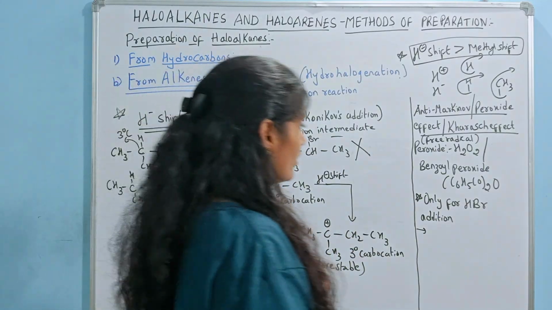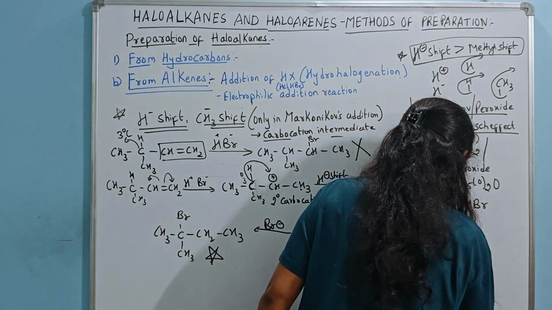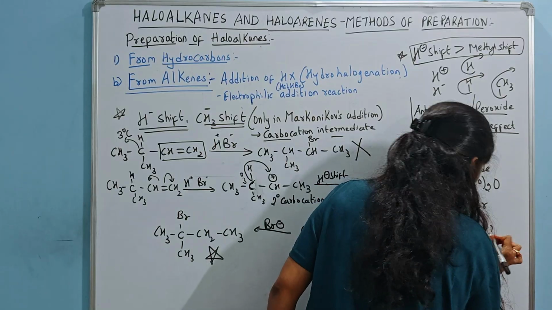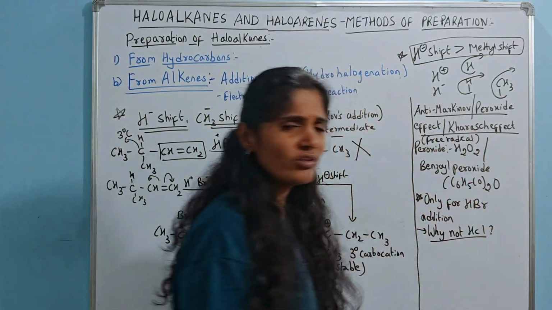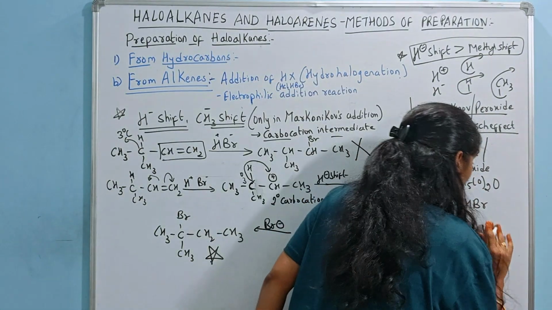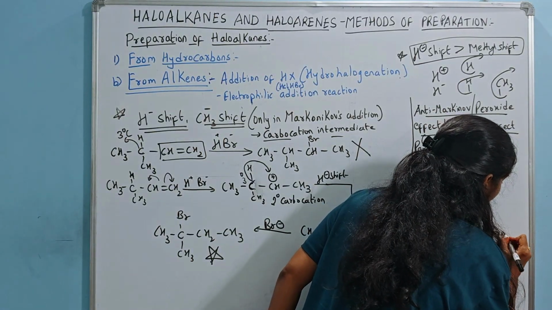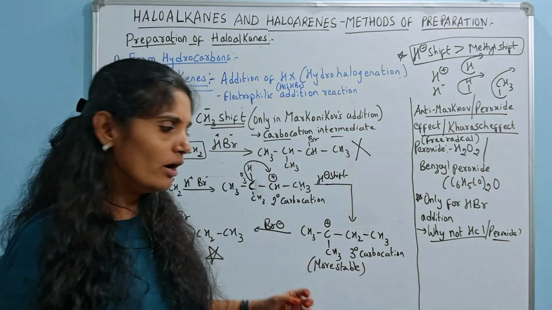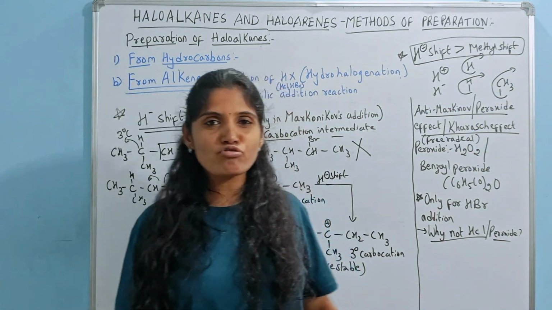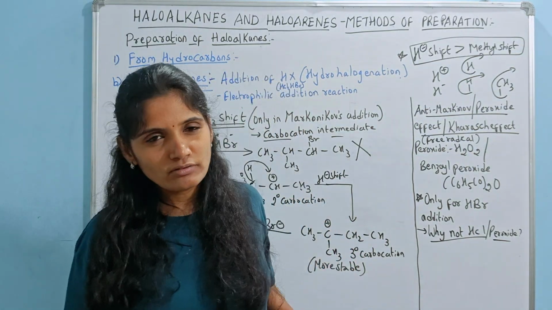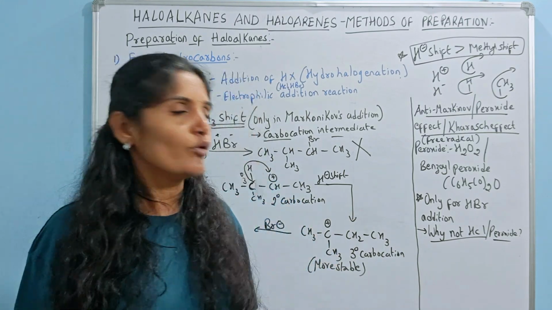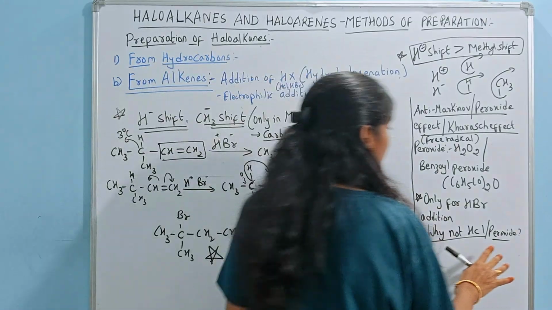Now, why not HCl? Why have I been constantly telling you it should be HBr in the presence of peroxide? Why not HCl in the presence of peroxide? There is a reason for this. The quality of a very good science student is to always keep questioning things. Not silly things, but wherever it is valid, you have to keep on questioning. Why not HCl in peroxide?